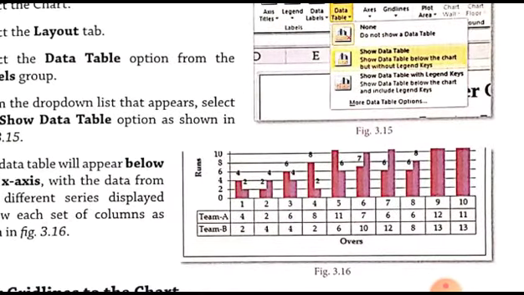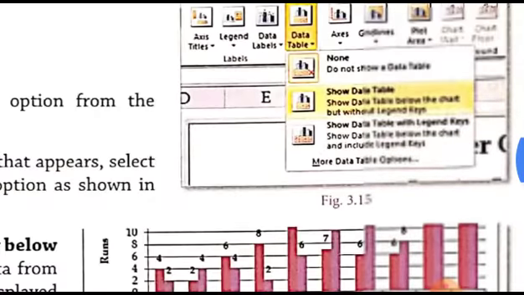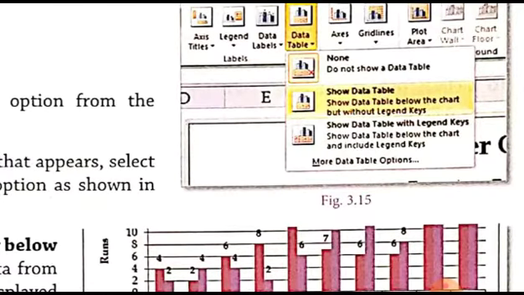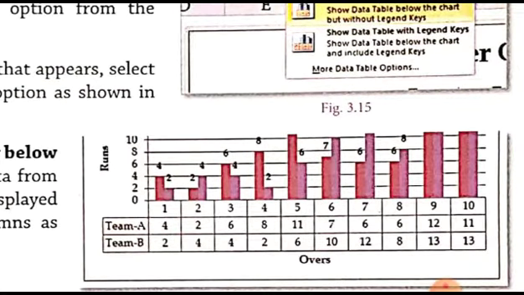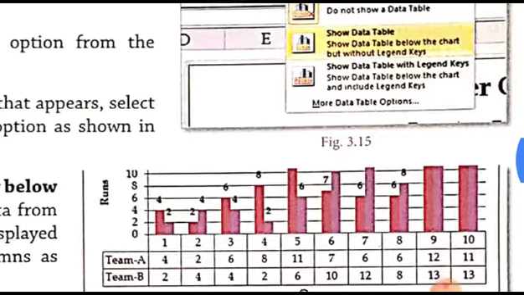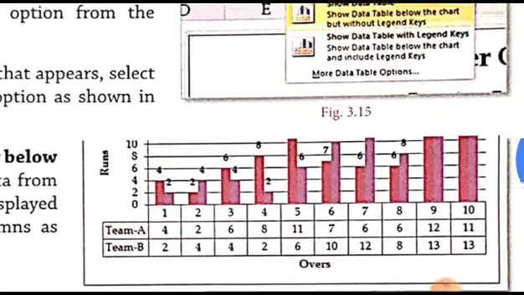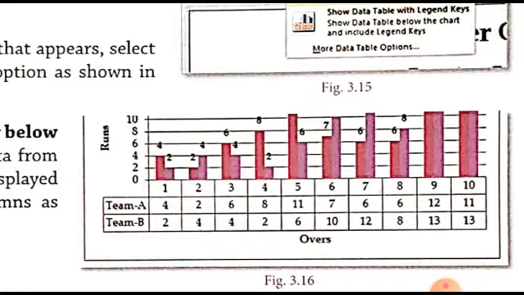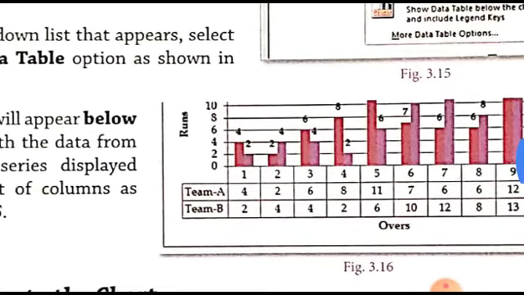One more option which is available in the data table option is to show data table with legend keys. If you choose this option, what will happen? The data table will be shown below the chart, but it will also include the legend keys. Here the legend keys are not included in the data table. If you choose the option show data table with legend keys, then the legend keys will also be shown along with the data table in the chart area.